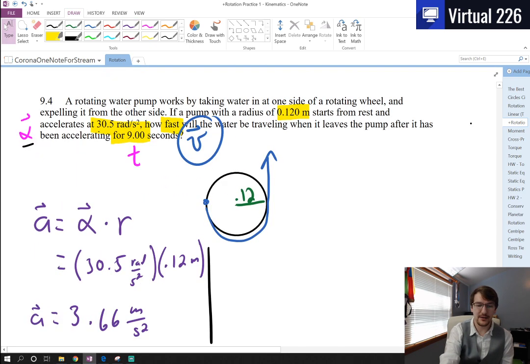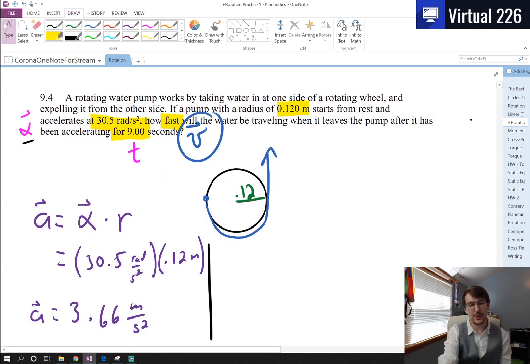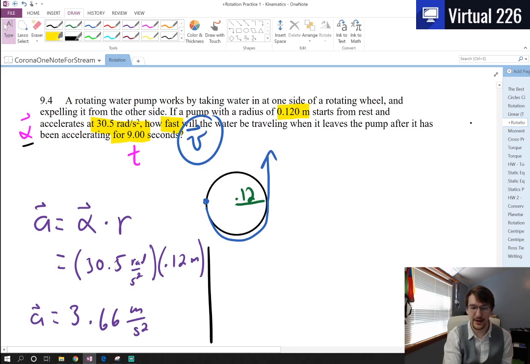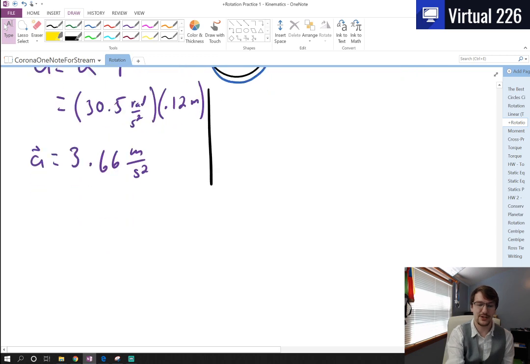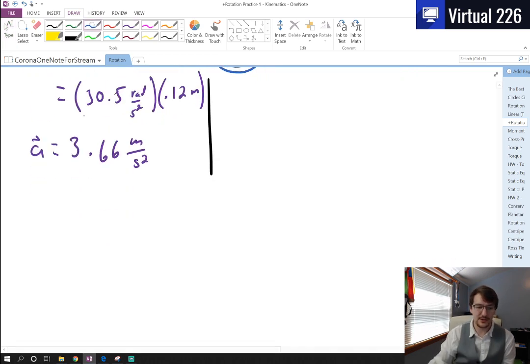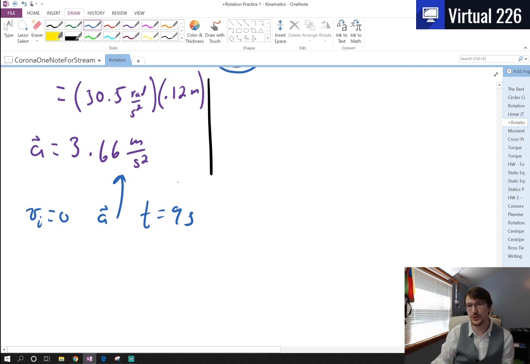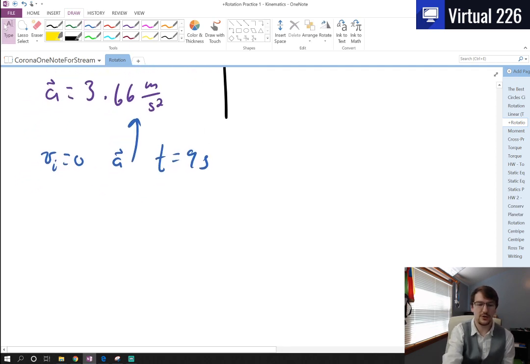Now, if we wanted to find a velocity at that point, all we would have to do is say, look, if it starts from rest and it accelerates for 9 seconds and I have an acceleration, well, that means I have three things here. I know that the initial linear velocity is 0. I know the acceleration is there. And I know a time is 9 seconds. That's 3 of the 5 things. So I just need to go to the best friend, figure out what I would pick. And it turns out what you would pick is this equation.